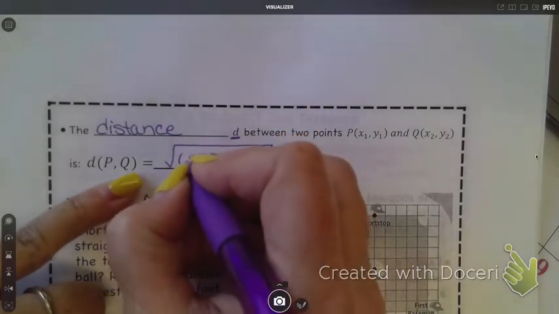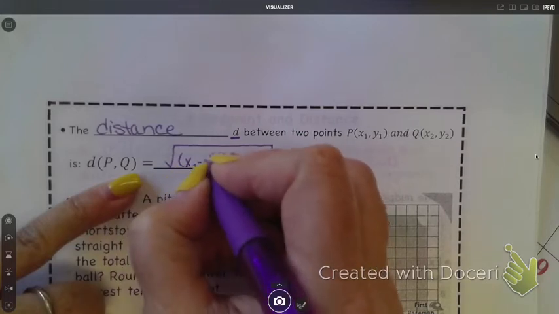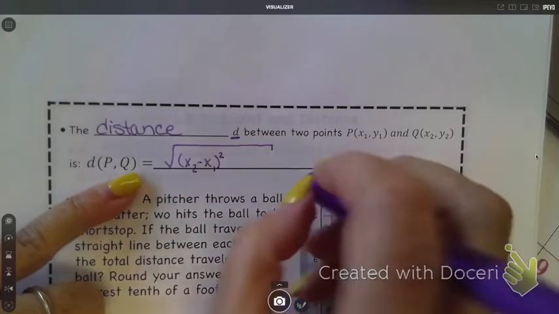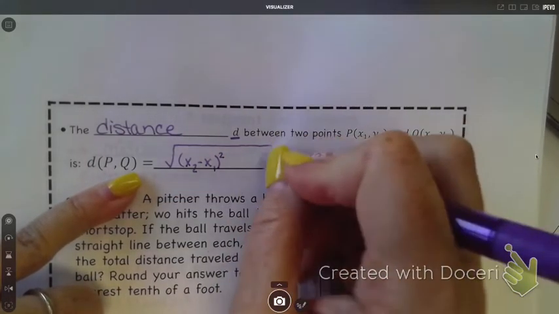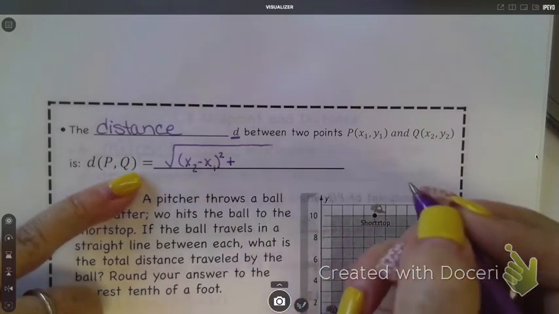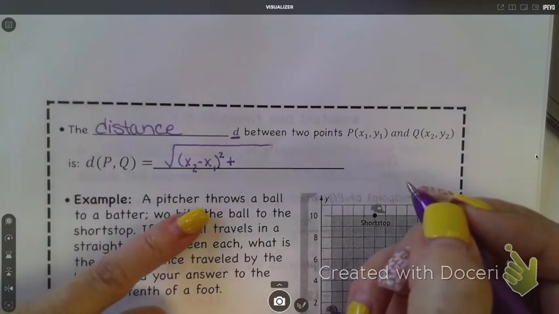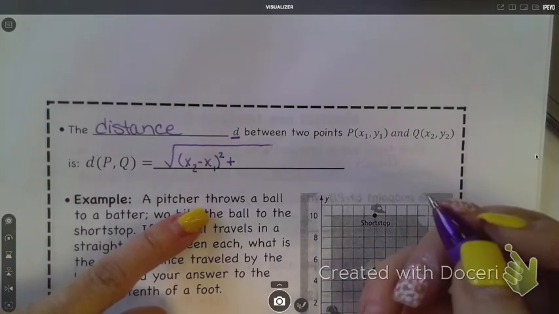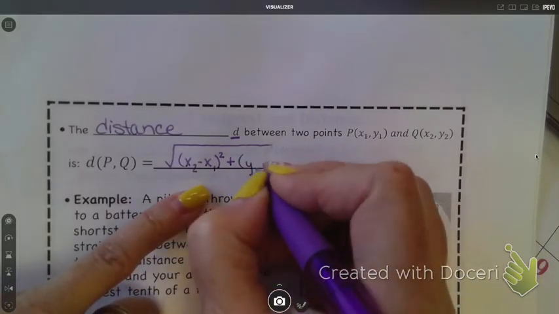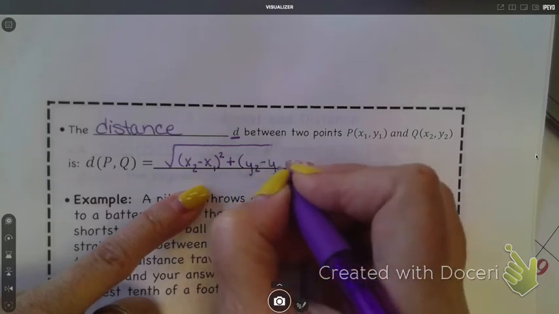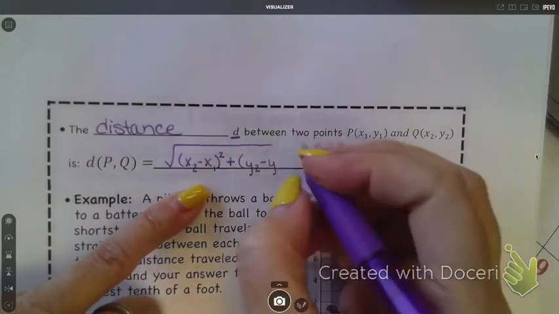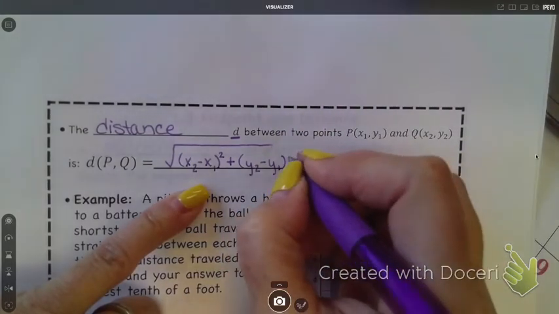of x2 minus x1, the quantity squared. I'm sure you guys did a little bit of this last year. It should also be familiar, it kind of reminds you of slope too, except for the squares. Plus y2 minus y1, the quantity squared.